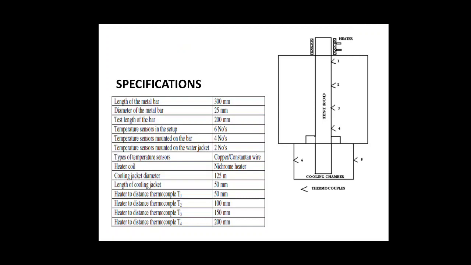the one side a heater is fitted which supplies heat to the test rod, and on the other side a cooling chamber is fitted through which a continuous supply of water will flow, and it will be used as cooling, taking out the heat from the test rod. Along the length of the test rod, thermocouples 1, 2, 3, 4 are attached, and thermocouples 5, 6 are attached at the inlet and outlet of the water to measure the temperature. A few other specifications which we will need for the calculation purposes are also mentioned here.